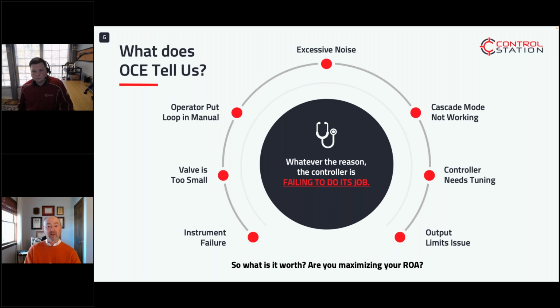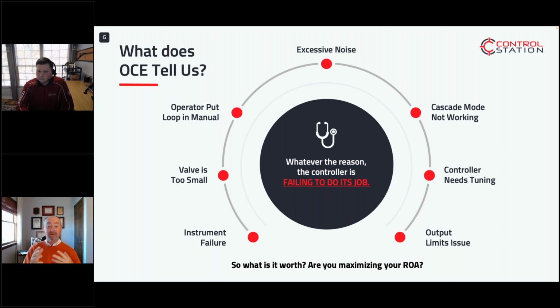Now, it's not necessarily going to give you the specific diagnostic. It's not going to tell you, oh, OCE is low, and therefore you should go do some maintenance on this valve. It's not going to get that specific. We're going to talk a bit later about how to transition from the OCE red flag into the diagnostics. But what it's telling us is there's something wrong here and you need to pay attention.